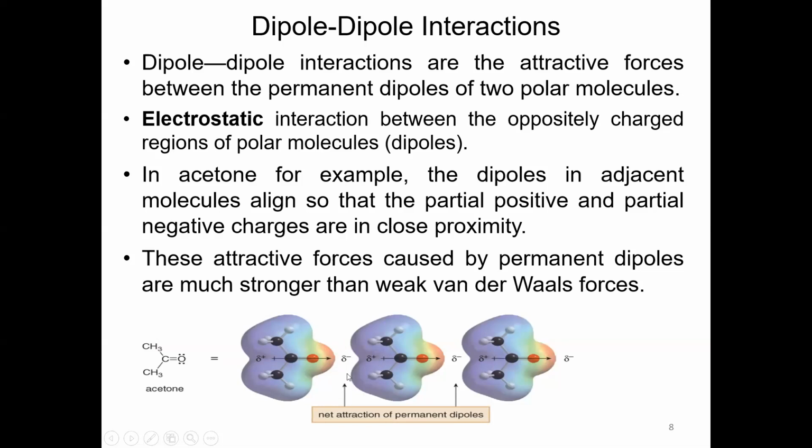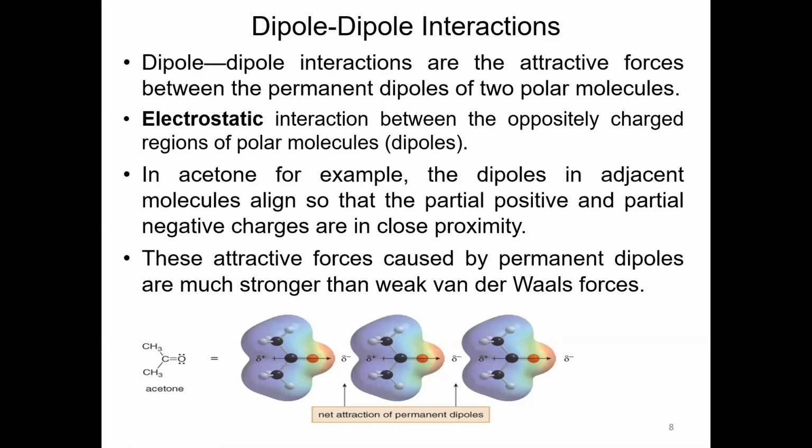So there will be a kind of attraction between this pole, the negative end of oxygen, and the positive end of carbon. Similarly, the negative end of oxygen and positive end of carbon. So there will be a net attraction of the permanent dipoles. In acetone, for example, the dipoles in adjacent molecules align so that the partial positive and partial negative charges are in close proximity. So they are arranged in such a way that there will be a kind of pull or attraction between the opposite ends of the atoms in the molecule.